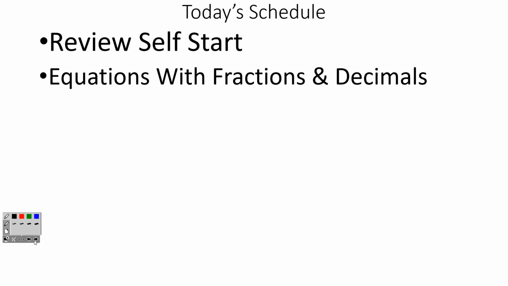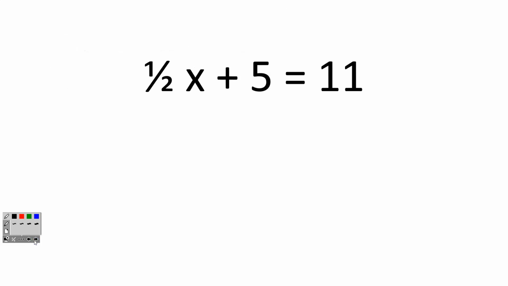For today, we've done our self-start, and we're going to be doing more review with equations. We're going to be focusing on equations that have decimals or fractions with it. So, to start us off, I have 1/2 x plus 5 equals 11. The steps are still the exact same that we're looking for.